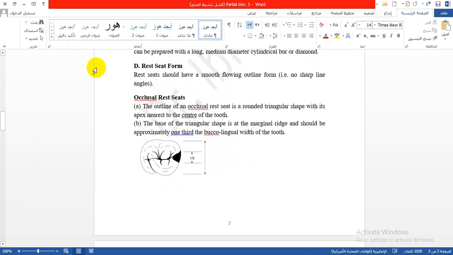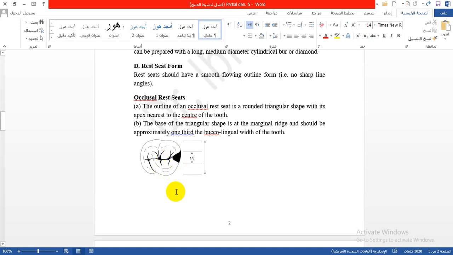Rest seat form. Rest seats should have a smooth flowing outline form, for example no sharp line angles. These edges should be rounded, so that there is no sharp edge.